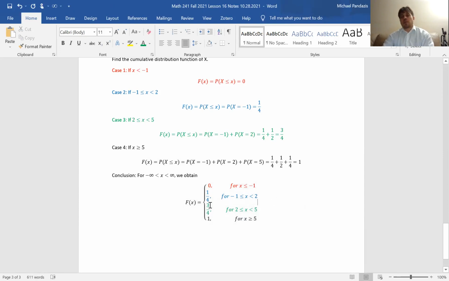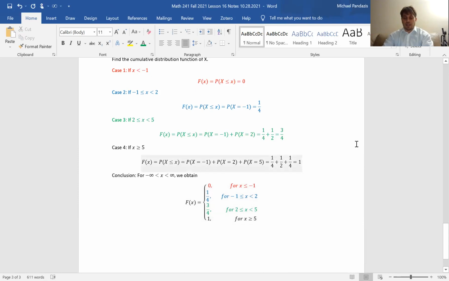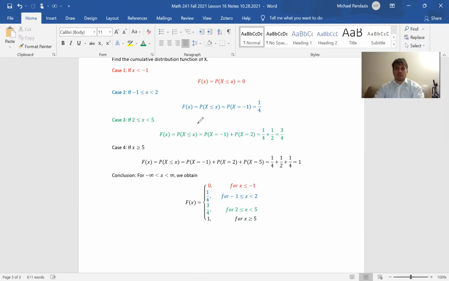What I want to do now is graph this function. I don't think I can copy and paste that into the whiteboard, so what I want you to do is have this written down. I'm going to graph this on the whiteboard. Capital F of x is going to be 0 for x less than or equal to -1, 1/4 here, 3/4 here, and 1 there. Let's see visually how a cumulative distribution function looks.